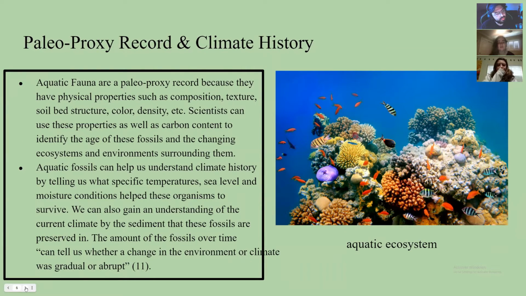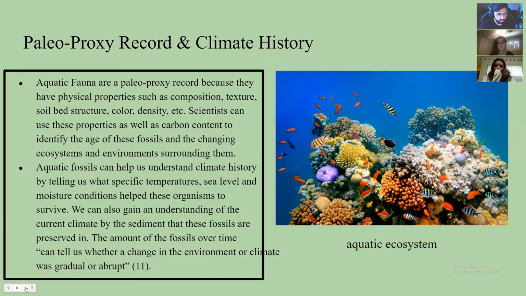Aquatic fauna are a paleoproxy record because they have physical properties such as composition, texture, soil bed structure, color, density, etc. Scientists can use these properties as well as carbon content to identify the age of these fossils and the changing ecosystems and environments surrounding them.